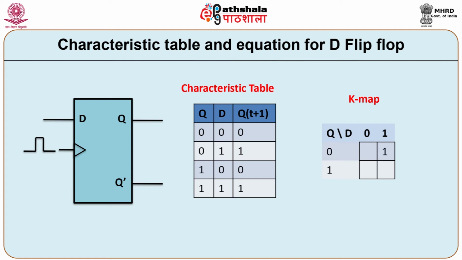Let us map the characteristics table in a 2 variable K map. The next state is mapped as 1 when Q is equal to 0 and D is equal to 1. Further, the next state is mapped as 1 when Q is equal to 1 and D is equal to 1. Let us form the pair to eliminate one variable. The characteristics equation for the D flip flop is Q(t+1) is equal to D.